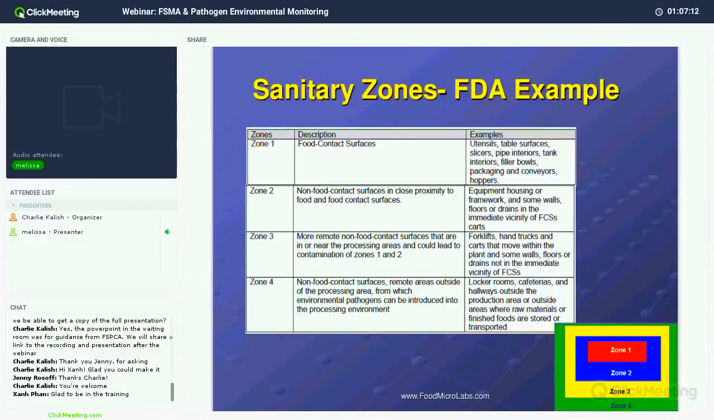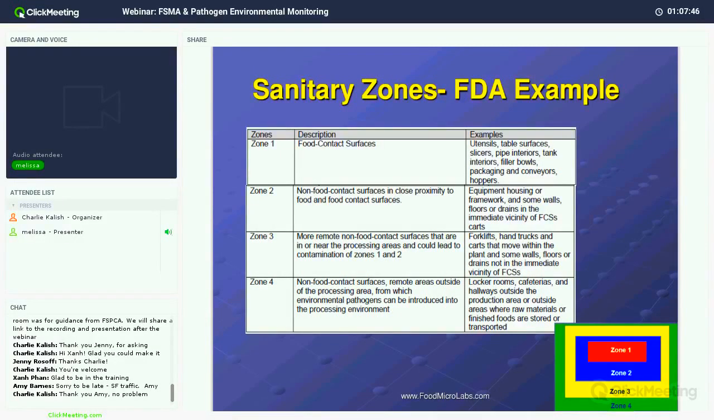And so zone 1, in FDA's eyes, is food contact surfaces. So those are going to be utensils, tables, slicers, surfaces that the food itself, or packaging, directly contacts. Zone 2, in their eyes, is going to be non-food contact surfaces that are adjacent or in close proximity to food or food contact surfaces. So that might be outer housings of equipment, equipment frames, things like that that don't directly touch the food.